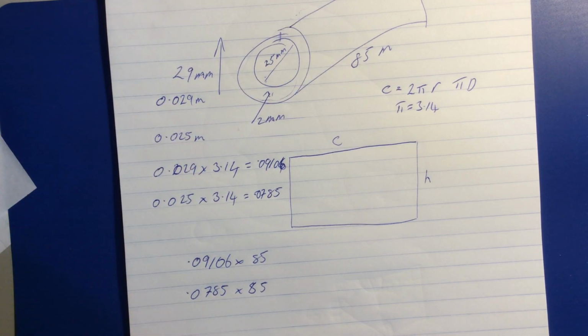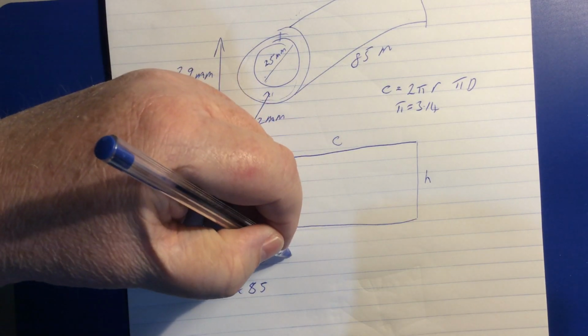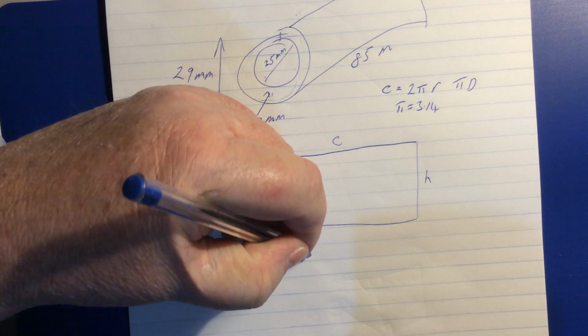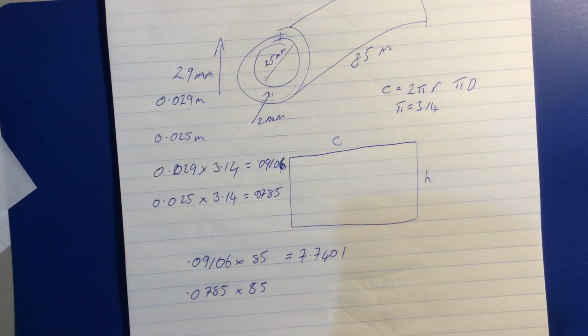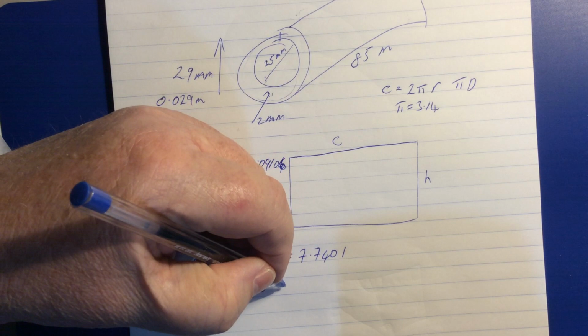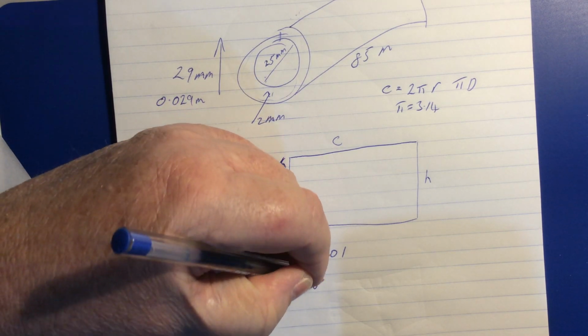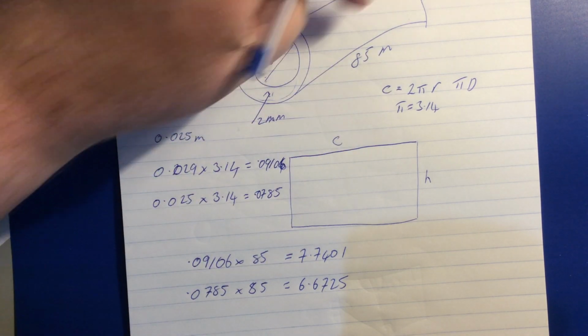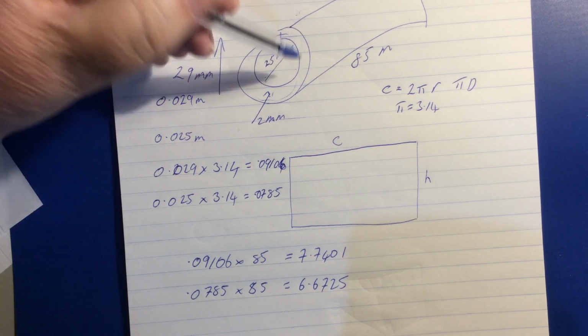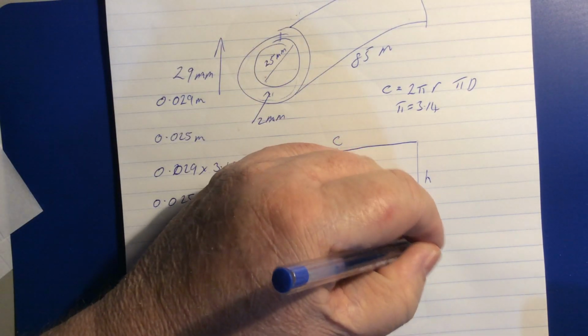We still have to work out the area here, but that's an easier prospect, I guess. Okay, so what have we got? 0.09106 times 85 is equal to 7.7401, and 0.0785 times 85 is equal to 6.6725. Okay, so that's the long outside face and the long inside face dealt with.